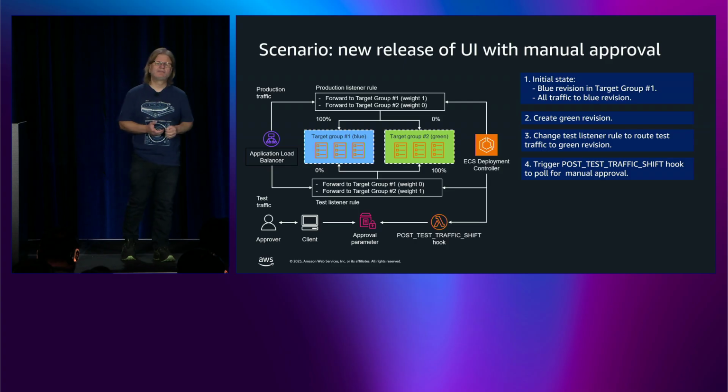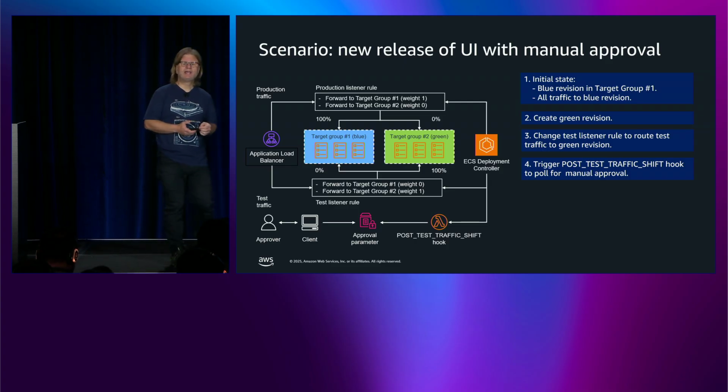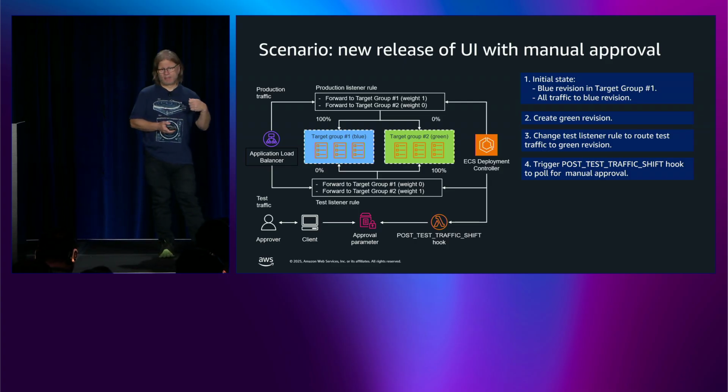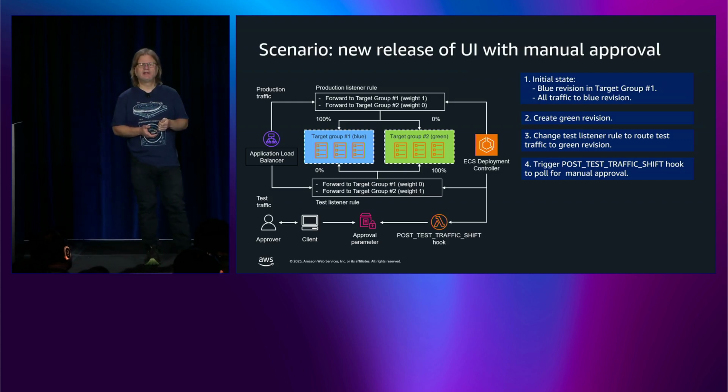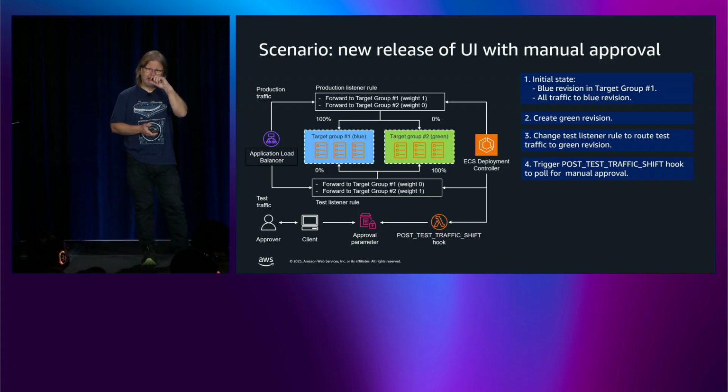The way the post-test traffic shift hook works here is it checks the current state of that approval parameter. If it's still in a pending state, the hook returns with an in-progress status indicator, and ECS will then re-invoke the hook multiple times until a success or failure is returned.